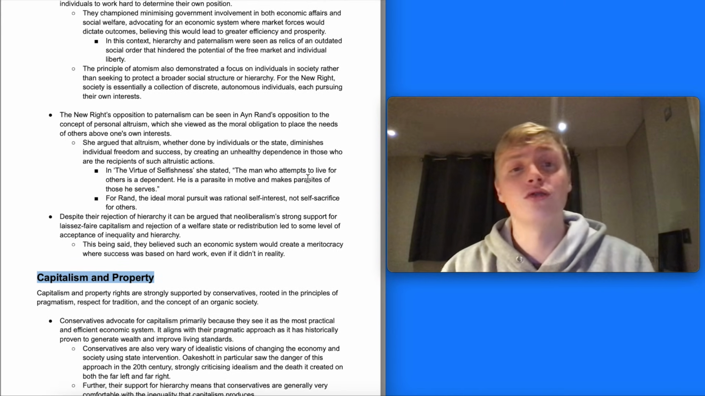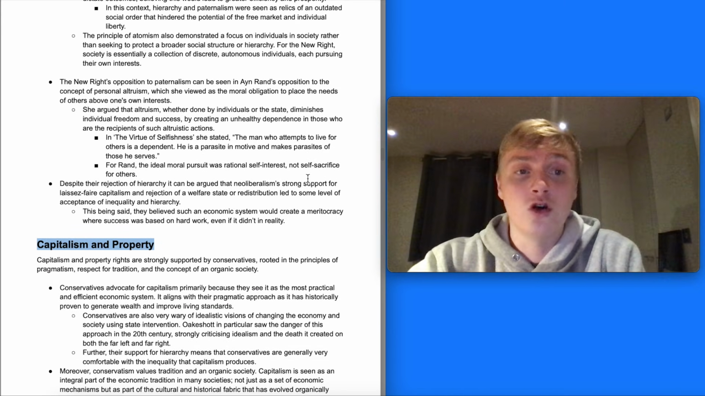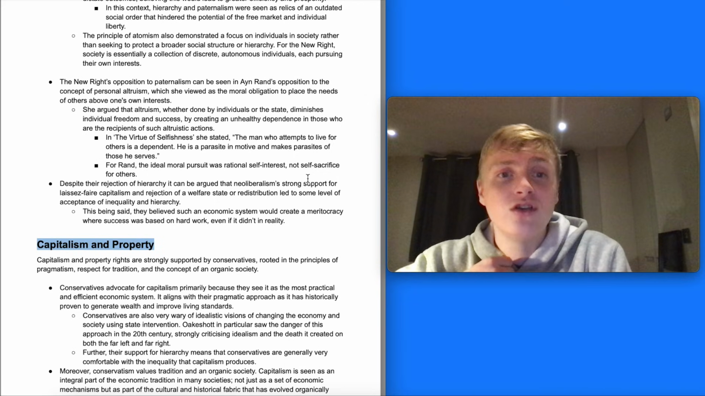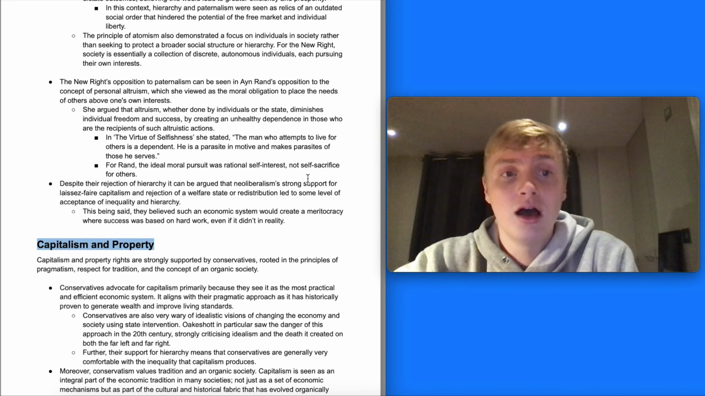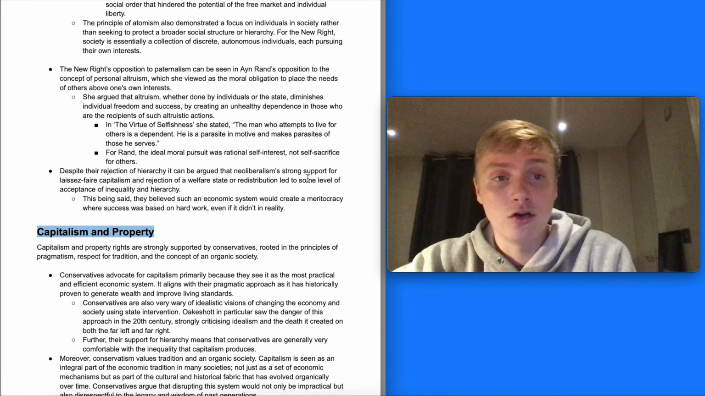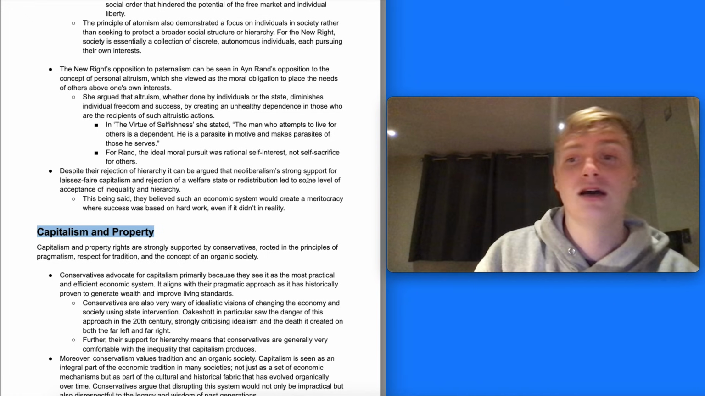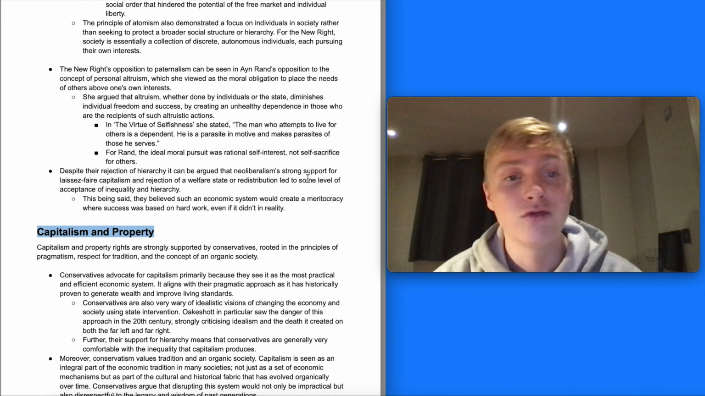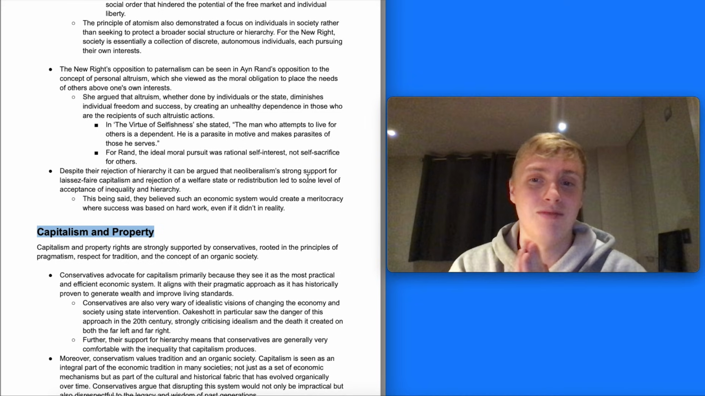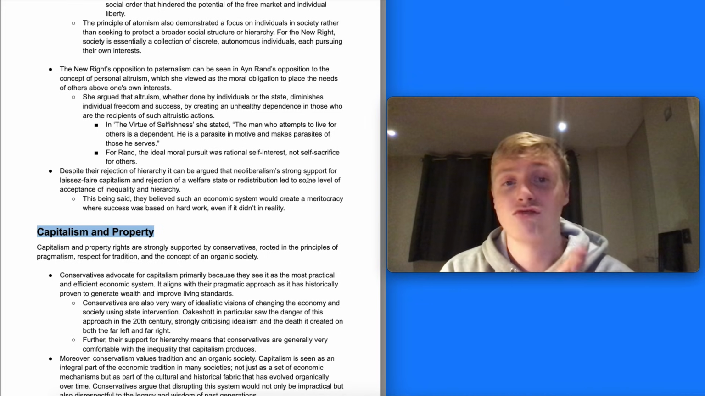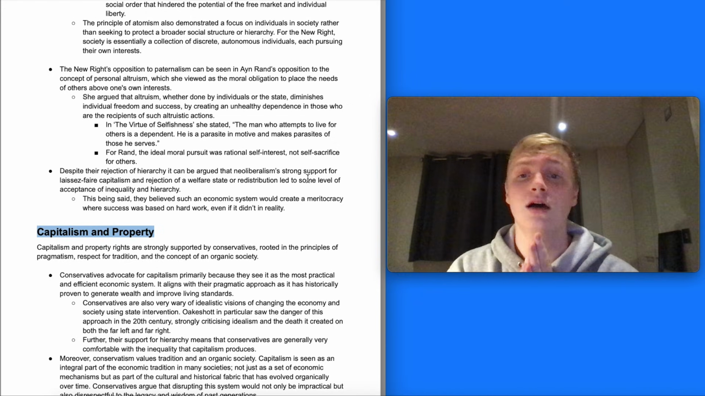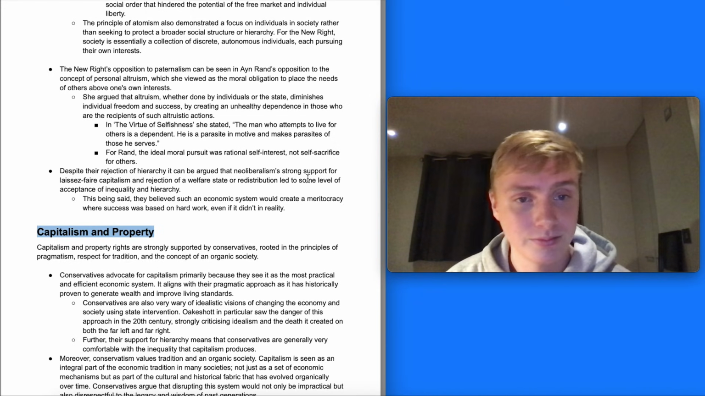And crucially, the New Right's opposition to paternalism can be seen in Ayn Rand's opposition to the concept of personal altruism, the concept of helping others, which she viewed as the moral obligation to place the needs of others above one's own interests. She believed that this created a dependency in those who were helped, and therefore undermined individual freedom. Therefore, the moral pursuit wasn't helping those who are lower down in society in a paternalistic way. It's rational self-interest, and individualism, and leaving people alone, which shows the key classical liberal influence in their ideology as well.